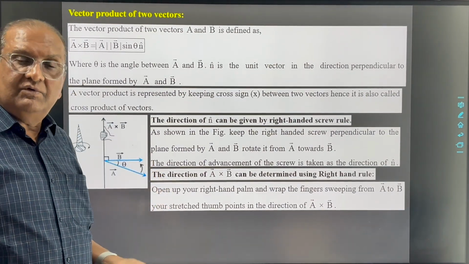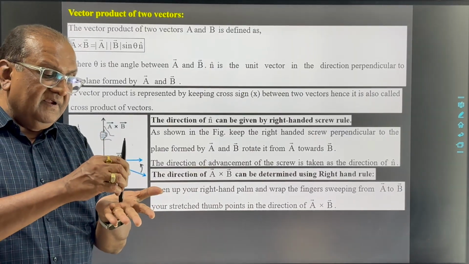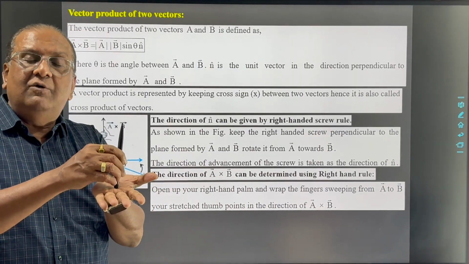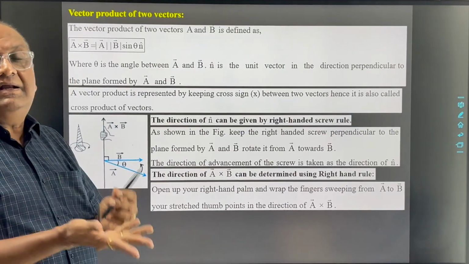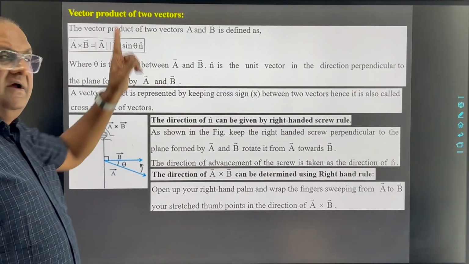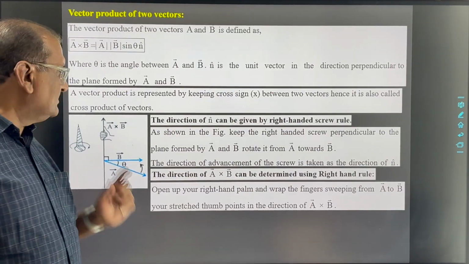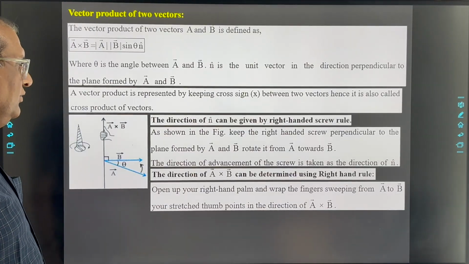Or in other words, we can say the vector coming out from your right hand palm will give you the resultant direction of A cross B. Clear to all of you?